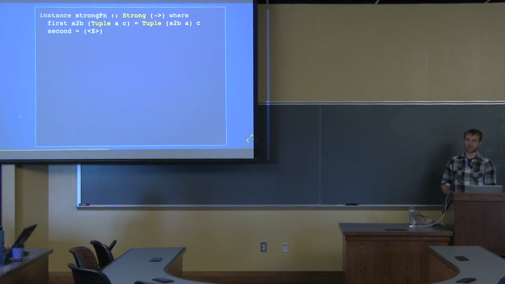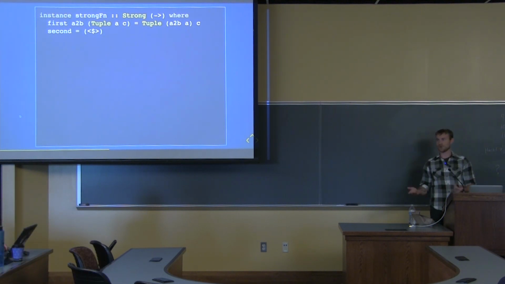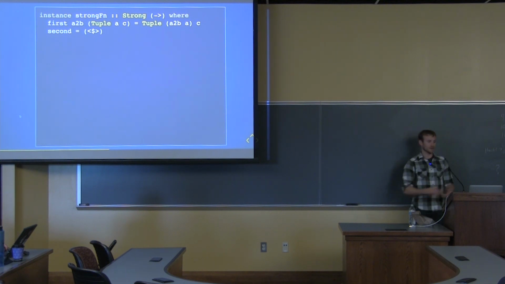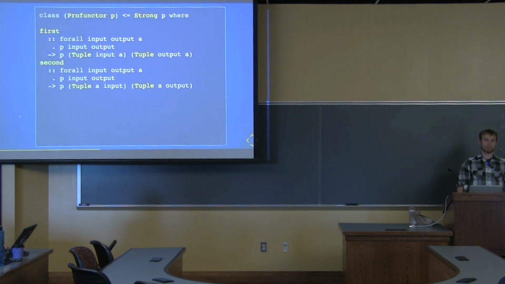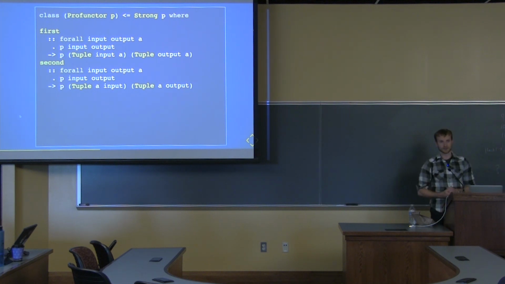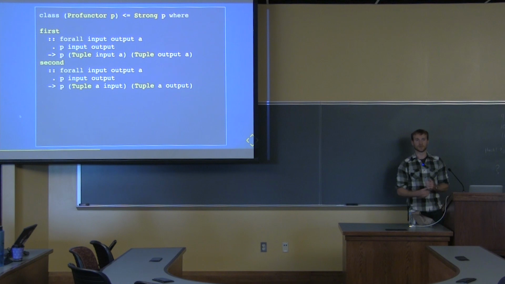And so you can see second is actually just defined here in terms of map because tuple A is a functor. So if you map a function over a tuple, that's what it's going to do. It's just going to apply that function to the second element of the tuple. Okay, back to the constraint. So we have a constraint, strong P for lens. So it's not function anymore, it's this strong. To be strong, you have to have this first and second, which just lift a profunctor over the first or second element of a tuple.